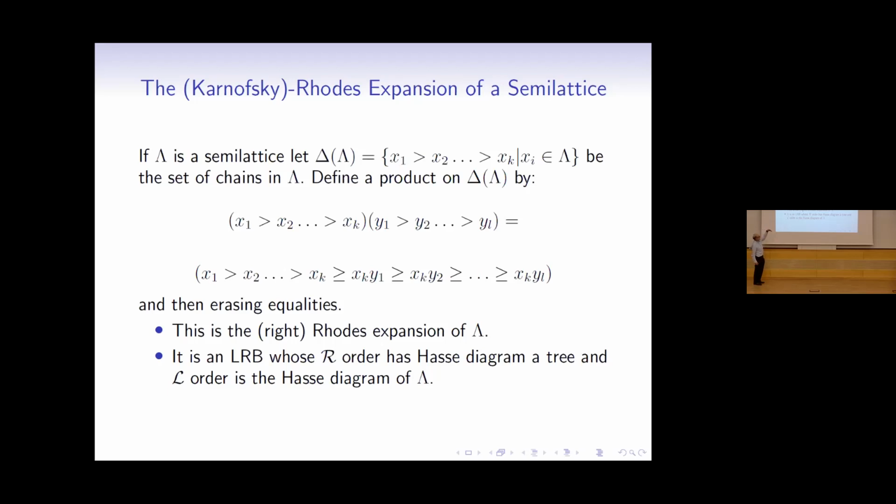The R order is the right order on the, I'm using semigroup language here, but the R order is the semigroup order on right ideals, for instance, like we did a couple of slides ago. Its Hasse diagram is a tree. There's something free about this. And the order on left principal ideals is exactly the Hasse diagram of the semilattice lambda.